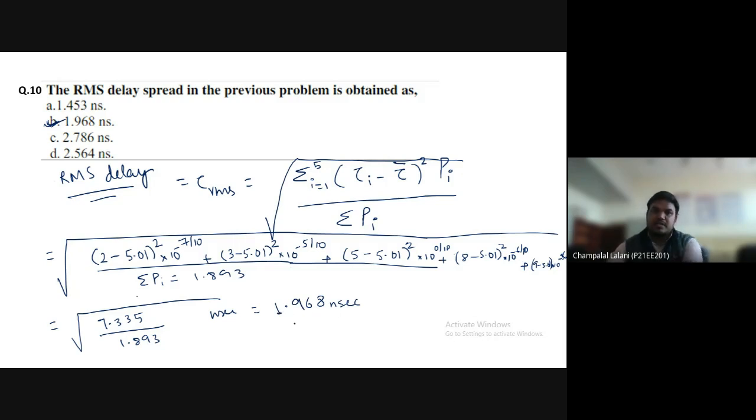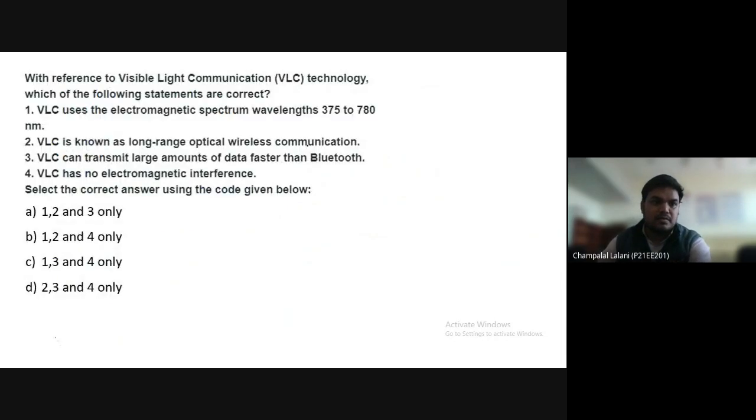This numerical was related to the RMS delay spread. This is basically the temporal delay spread that we discussed in our problem number 2 or 3, somewhere like there. So we have done a numerical on this. And this is the last problem, problem number 11.